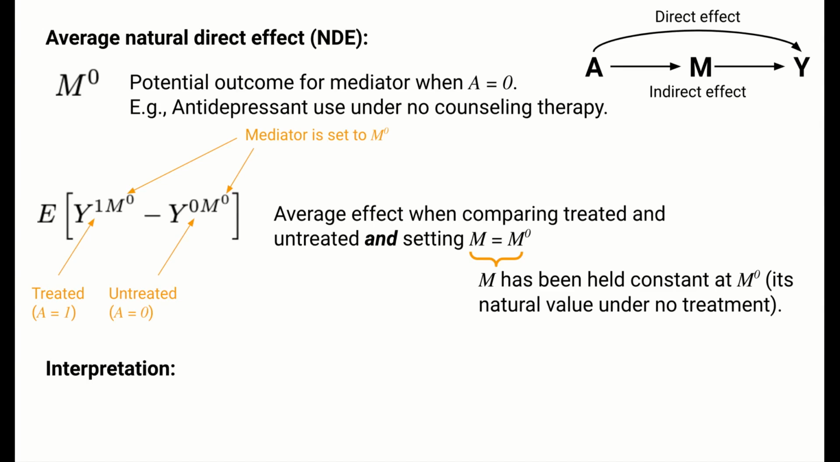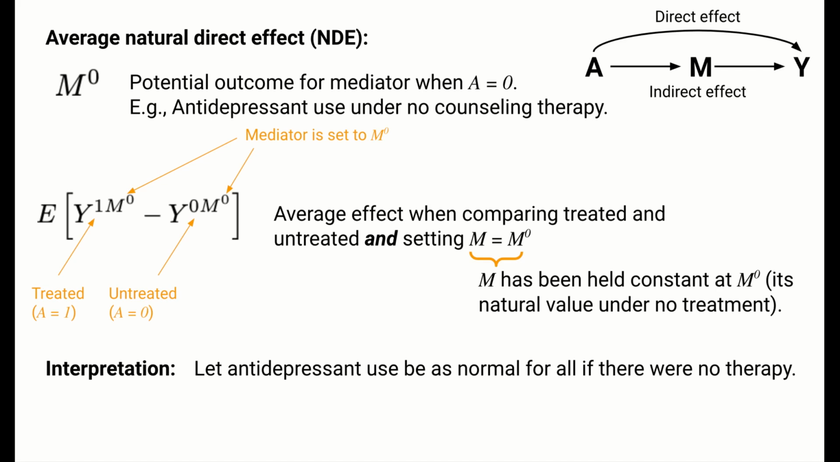The double use of potential outcomes can be a mouthful to express, so let's break down the interpretation of this effect in the context of our therapy example. Suppose that we were able to intervene on antidepressant use in a way that we could let it be as normal, as natural, if no one in the study were undergoing counseling therapy. That's the M0 part. We might do this by asking doctors to decide on antidepressant recommendations before announcing the availability of the therapy and ask that they adhere to these recommendations.